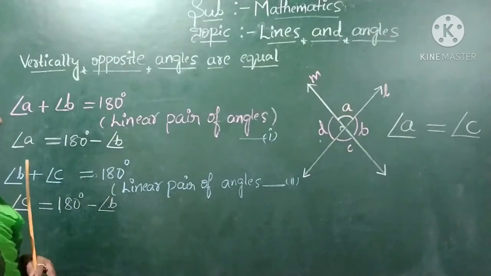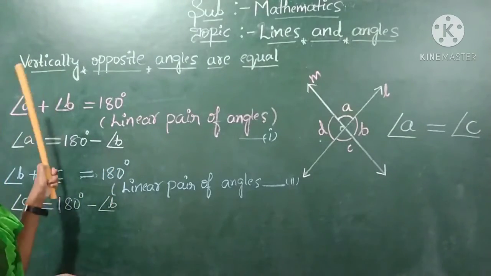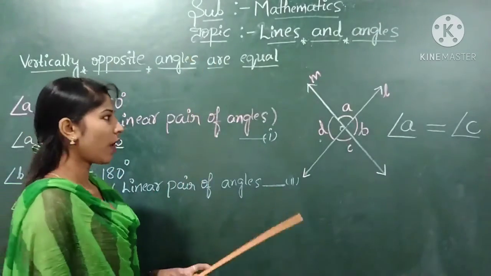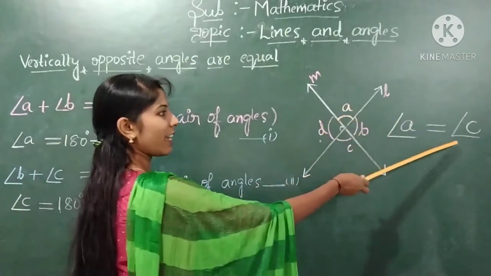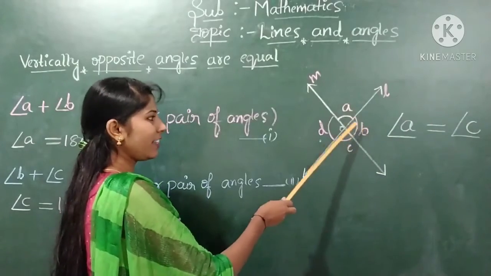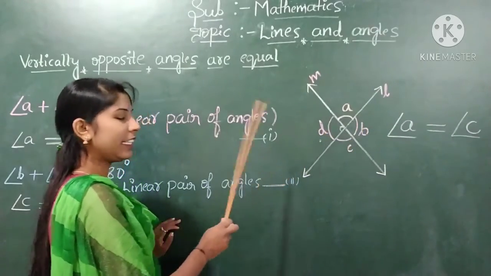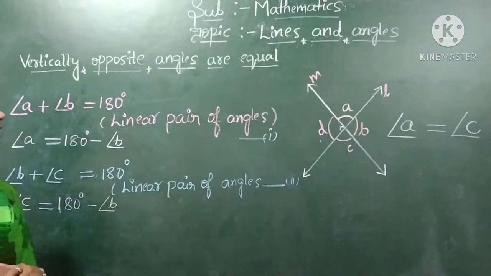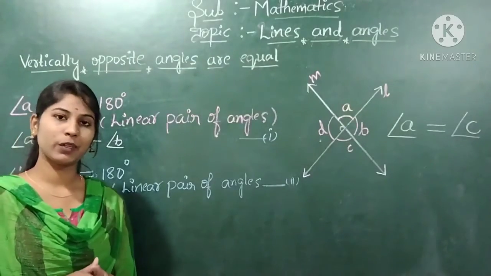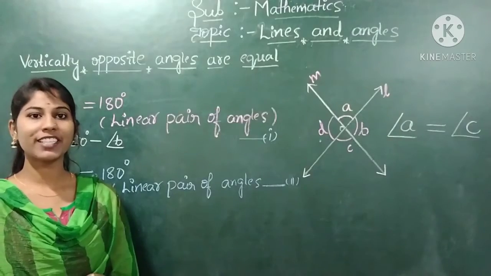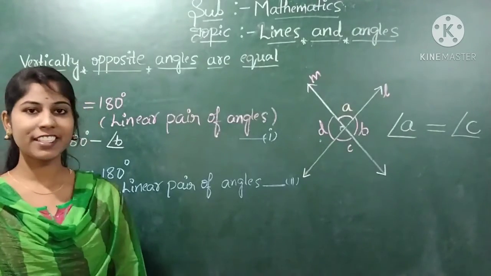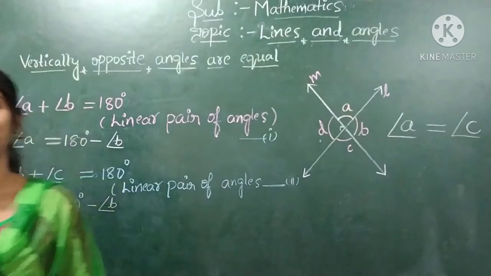Finally, we can conclude that vertically opposite angles are equal. So angle A is equal to angle C and angle B is equal to angle D. So this is your first theorem, vertically opposite angles are equal. In the next class you can see another important concept in lines and angles. Thank you.